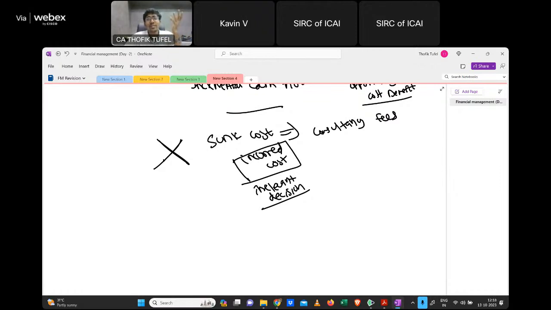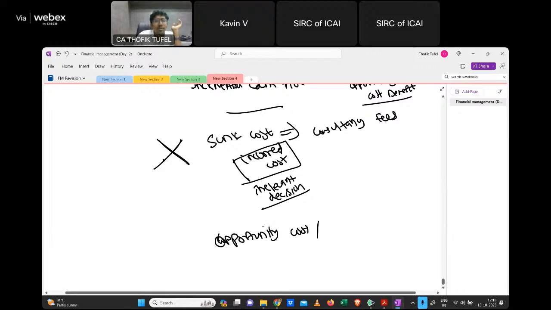Or you can even think this way: if I wanted to take that place on rent, I would have paid a rent of 5 lakh rupees. Because it is my land, I'm not paying, but still I should consider this for taking the decision. Why? Because it is a relevant decision. So opportunity cost or benefit, this also you have to consider.